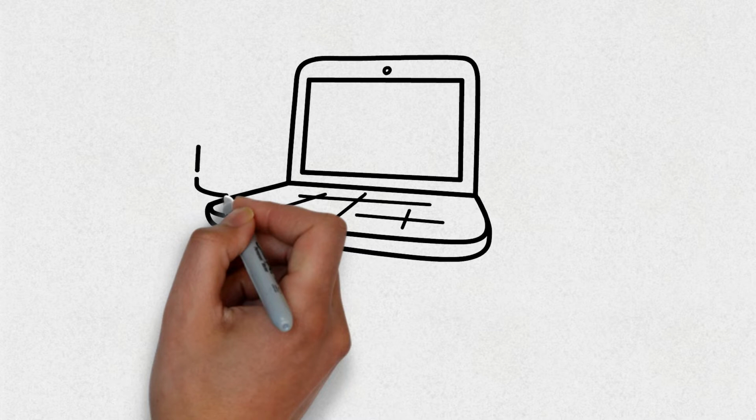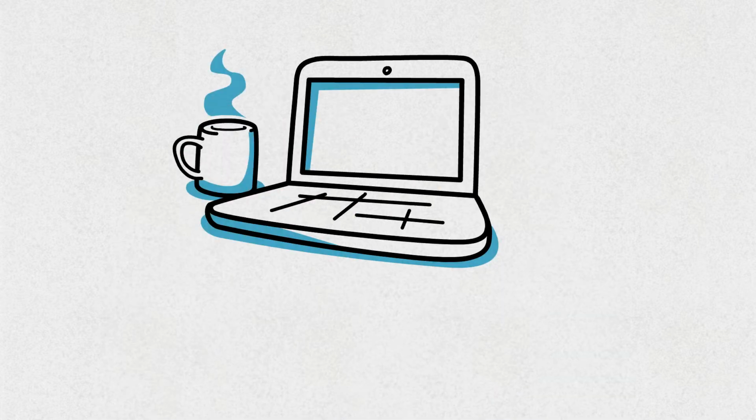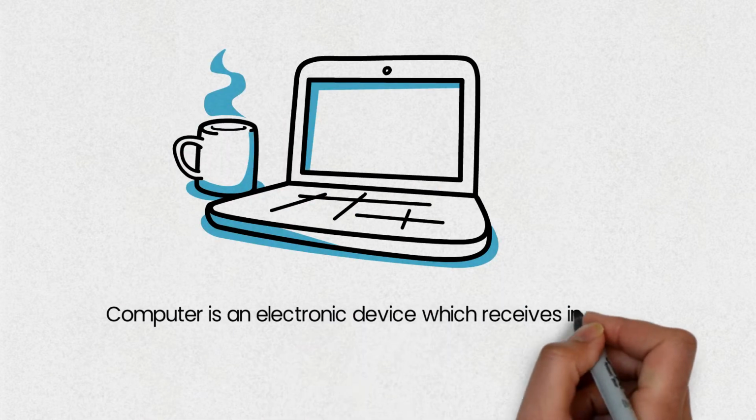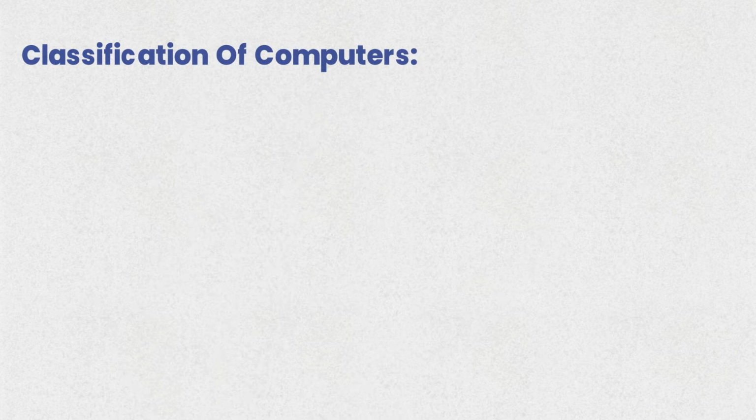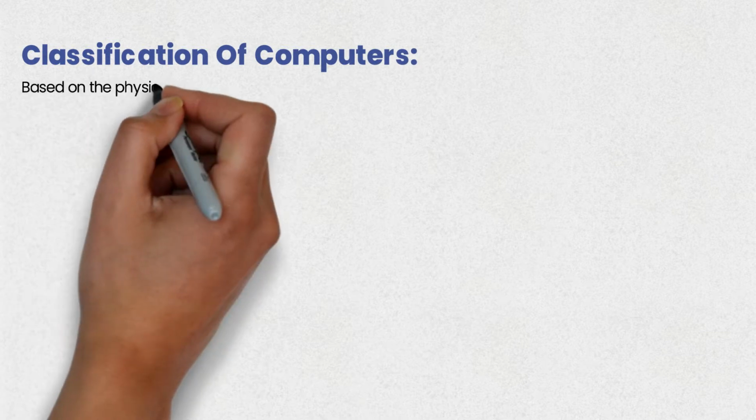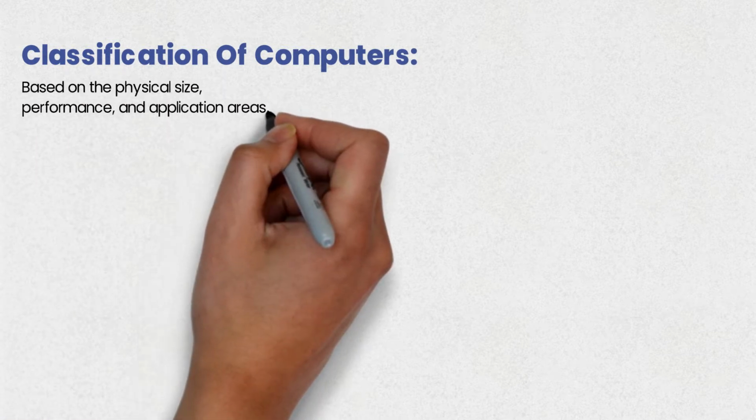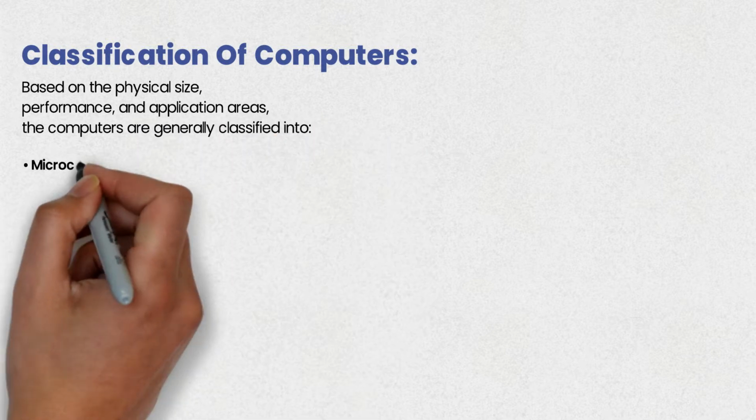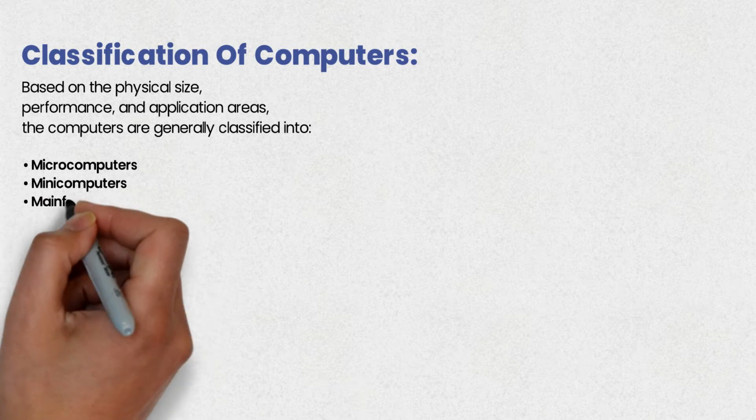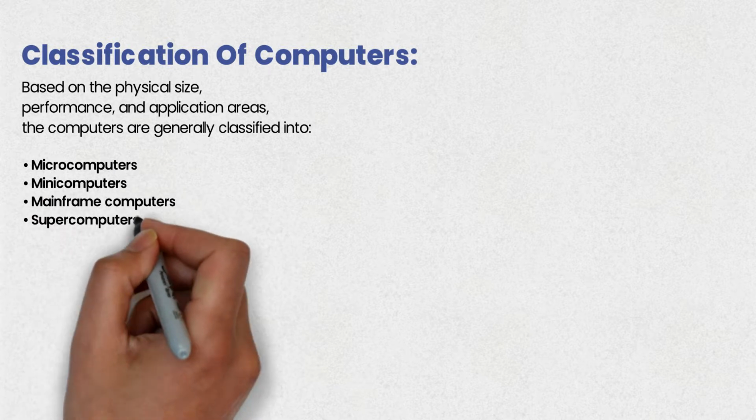Computer. Computer is an electronic device which receives input, processes it, stores it, and produces output according to given instructions. Classification of computers. Based on the physical size, performance, and application areas, the computers are generally classified into microcomputers, mini-computers, mainframe computers, supercomputers, and mobile computers.